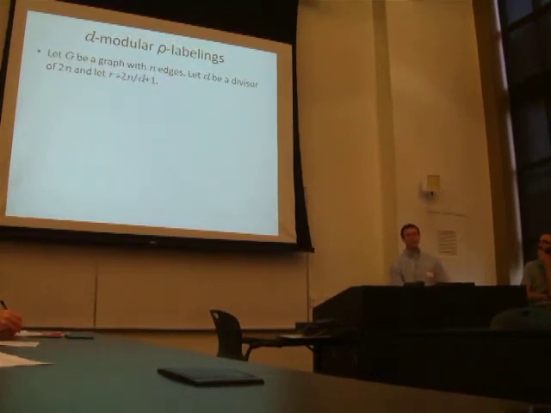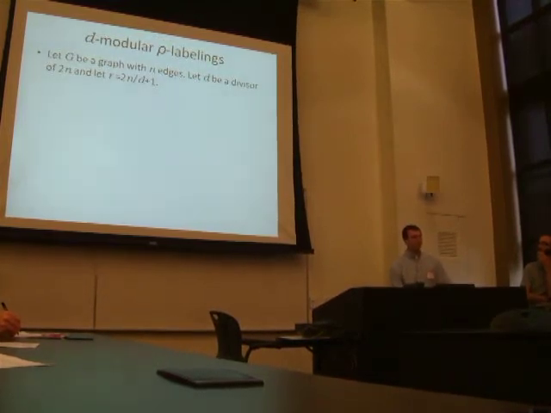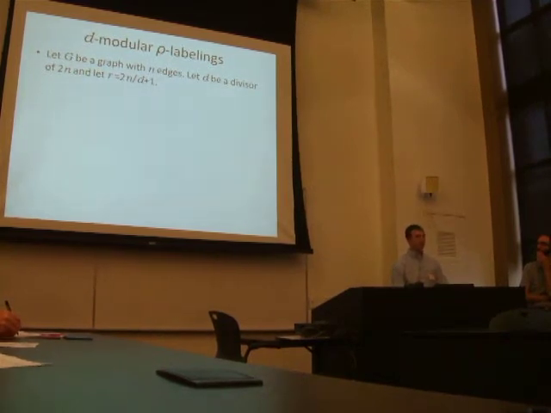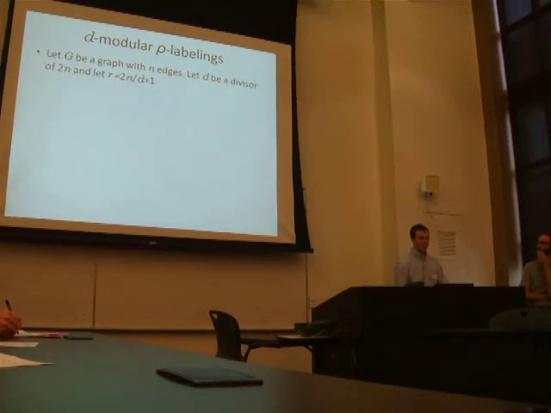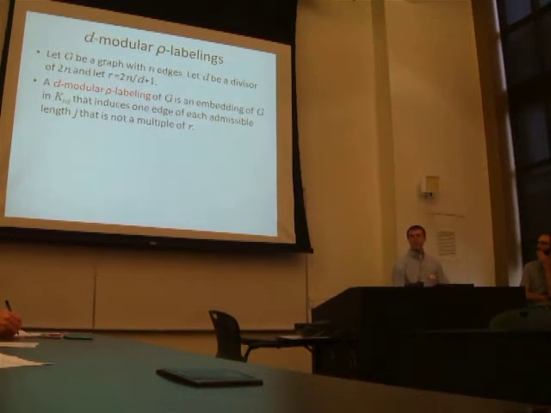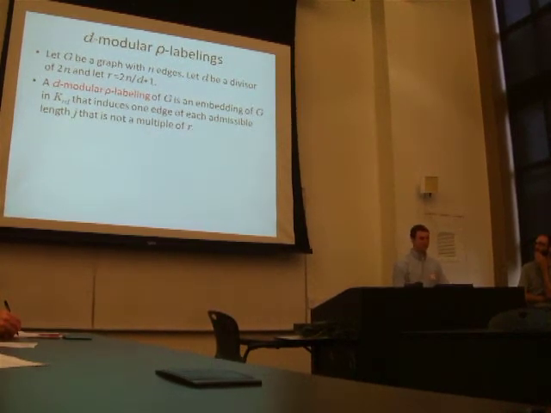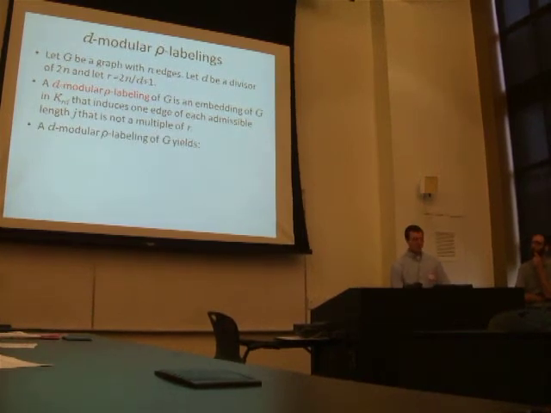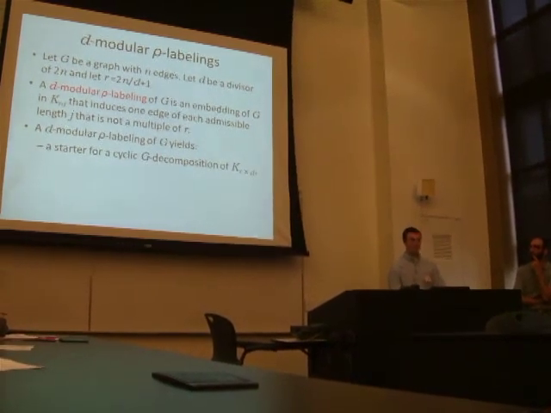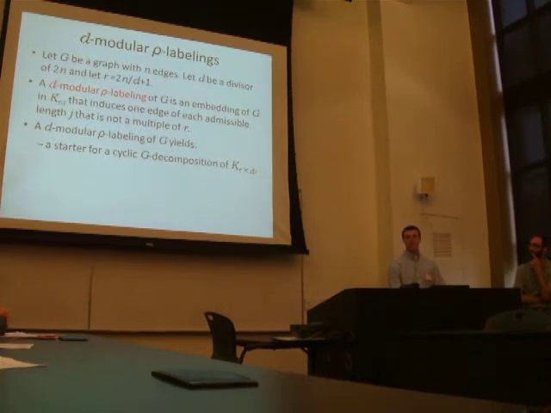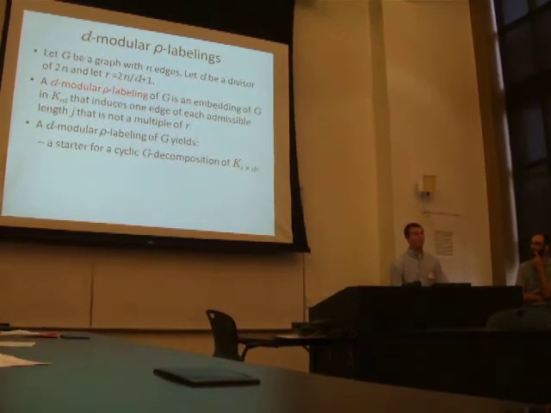This idea leads to the concept of d-modular row labelings. So if we let G be a graph with n edges, let D be a divisor of 2n, and R equal 2n over D plus 1, then a d-modular row labeling of G is an embedding of G in KRD that gives us 1 edge of each admissible length that's not a multiple of R. So d-modular row labelings give us not only, as we said, a starter for a cyclic G decomposition of KR cross D, but we also get more.